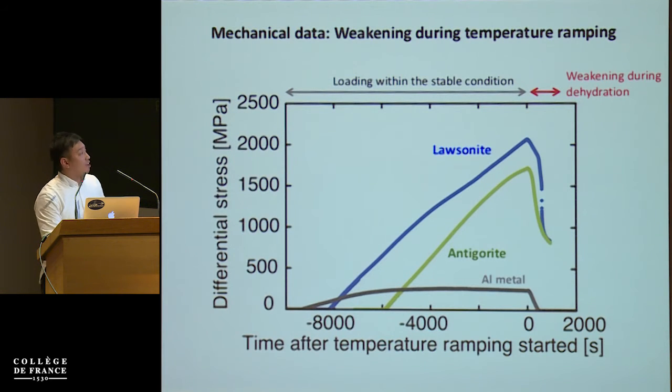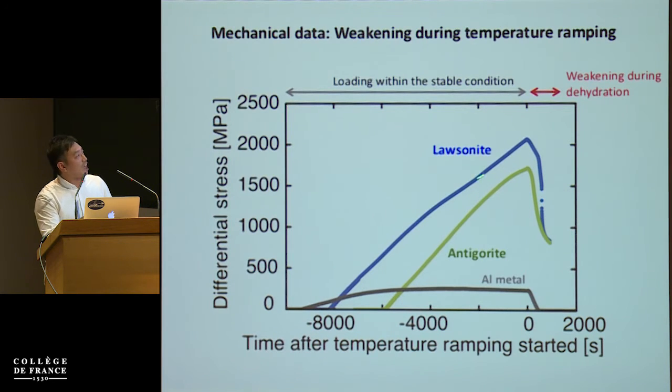So these are typical results from a deformation experiment. The vertical axis is differential stress, and the horizontal axis is time after temperature ramping started. This means that at the initial stage of the deformation, we simply apply the stress like this, and then at a certain point, which is 0 seconds, we change the temperature to induce the dehydration reaction. For both lizardite and antigorite, we have significant weakening during the dehydration reaction.